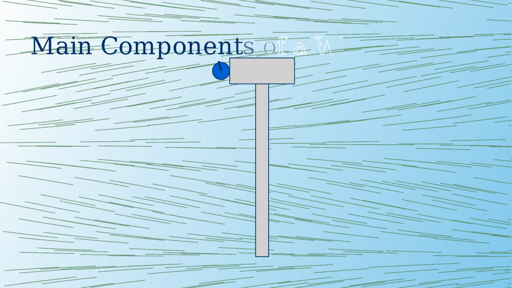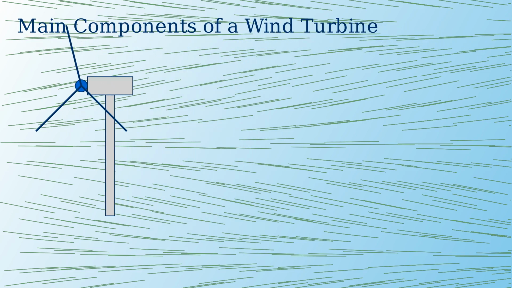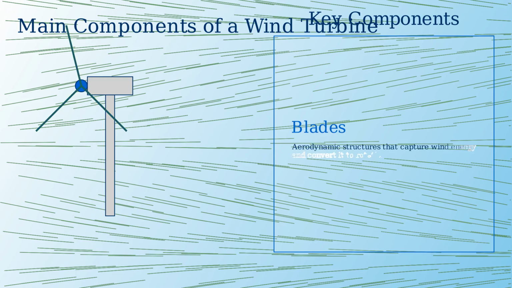A wind turbine consists of several key components working together to convert wind energy into electricity. Let's explore each of these components and understand their functions. The blades are aerodynamic structures designed to capture wind energy and convert it to rotational motion. Most modern turbines use three blades made of lightweight composite materials like fiberglass reinforced polyester or epoxy.